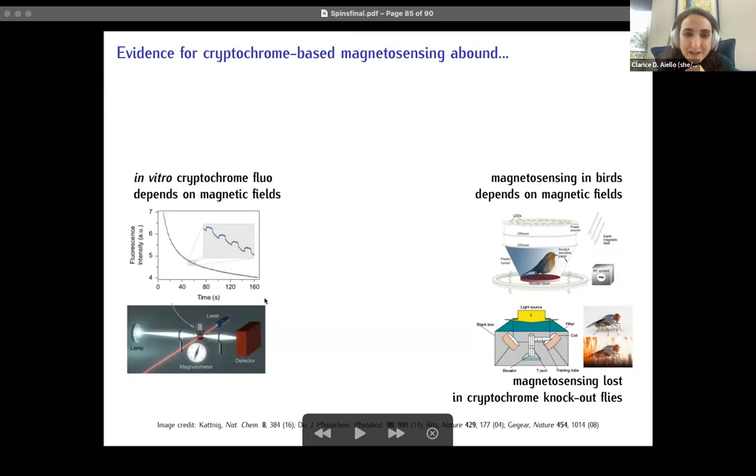Here's what researchers did. Researchers took cryptochrome in solution, and then they shone a laser onto it. And then they tracked the light emitted by this vial of cryptochrome as a function of the time during which you applied this laser. Well, the first thing that they saw was that this fluorescence was decaying. It's called bleaching this fluorescence. Your laser is destroying the protein.